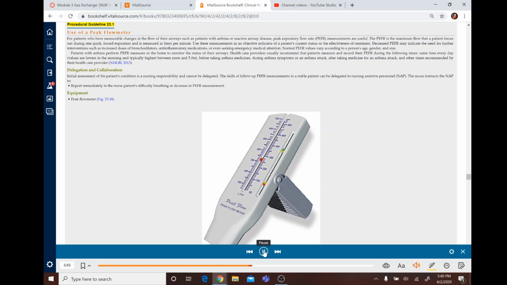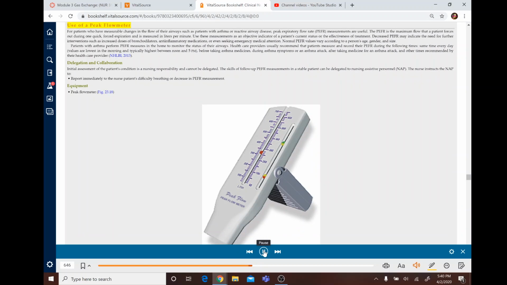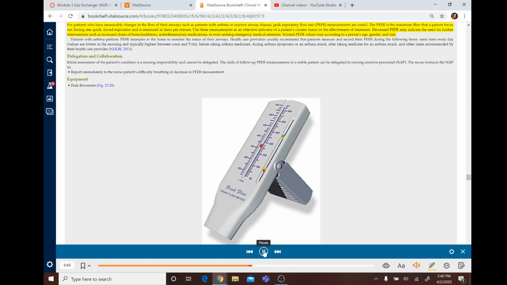Procedural Guideline 23.1. Use of a peak flow meter. For patients who have measurable changes in the flow of their airways, such as patients with asthma or reactive airway disease, peak expiratory flow rate, PEFR, measurements are useful. The PEFR is the maximum flow that a patient forces out during one quick, forced expiration and is measured in liters per minute. Use these measurements as an objective indicator of a patient's current status or the effectiveness of treatment.